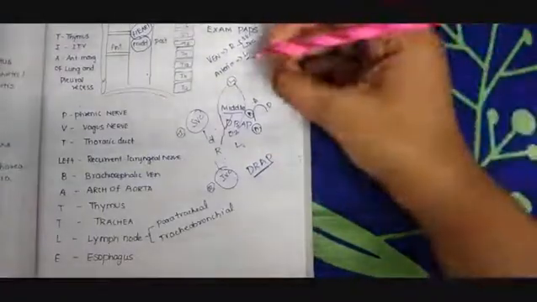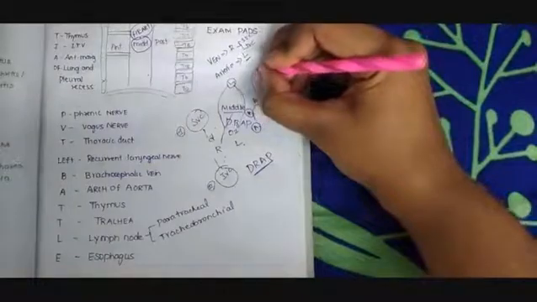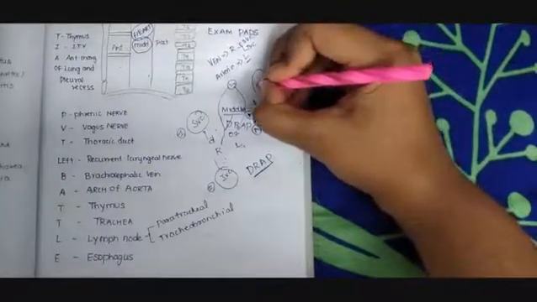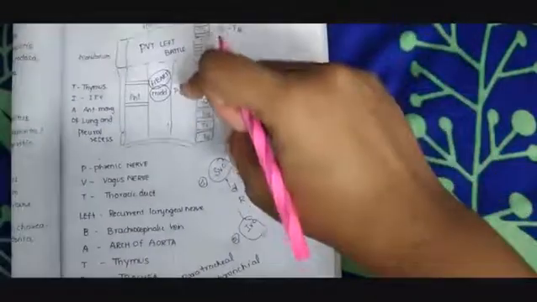Aorta, to be specific, we have three parts of aorta: ascending aorta, arch of aorta, and the descending aorta. The ascending aorta forms the content of the middle mediastinum, whereas the arch of aorta forms the content of the superior mediastinum. The descending aorta forms the content of the posterior mediastinum.